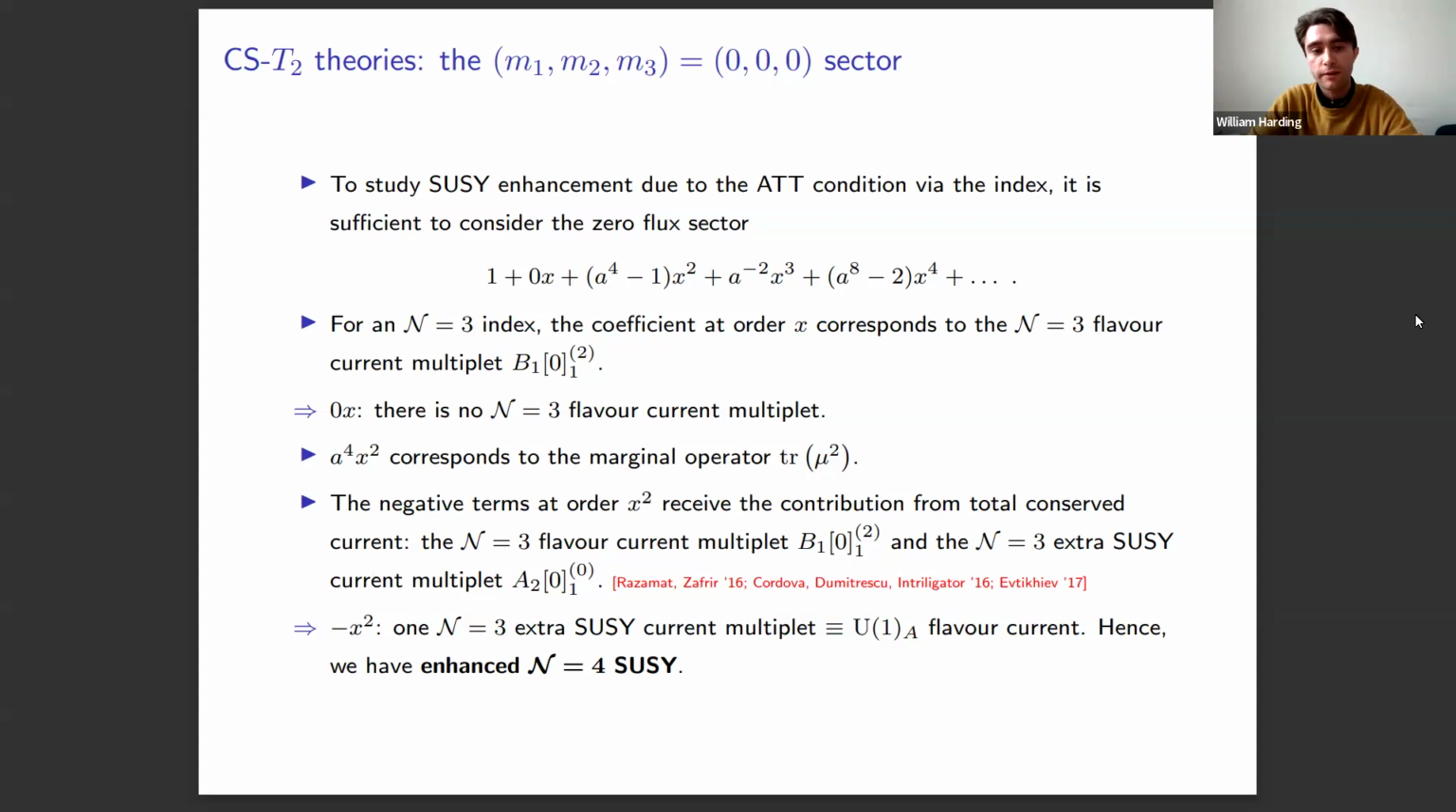Now, in general, for an N equal to 3 index, the negative terms at order x squared receive the contribution from total conserved currents, including the N equal to 3 flavour current multiplet, but also the N equal to 3 extra SUSY current multiplet. Since in this case we have no N equal to 3 flavour current multiplet, the term minus x squared necessarily corresponds to one N equal to 3 extra SUSY current multiplet, which is the U(1)_A flavour current. Hence, we have enhanced N equal to 4 SUSY, as predicted by Garozzo, Lo Monaco, Mekareeya, basically.